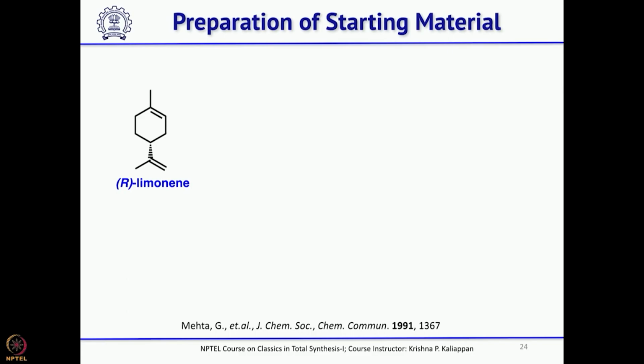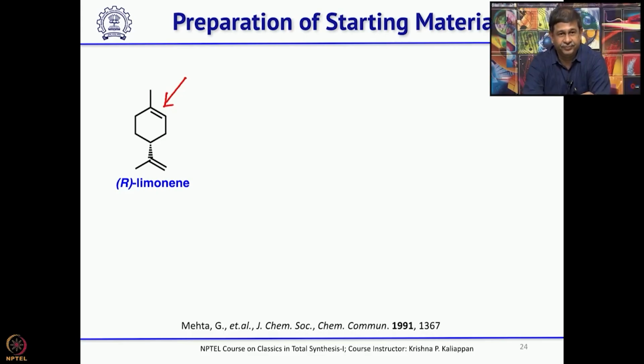He started with limonene and selective dihydroxylation of this tri-substituted double bond. Okay. So, you have 2 double bonds, one tri-substituted, the other one 1,1-disubstituted.